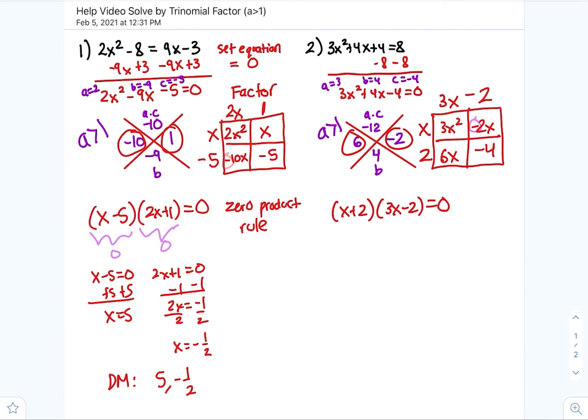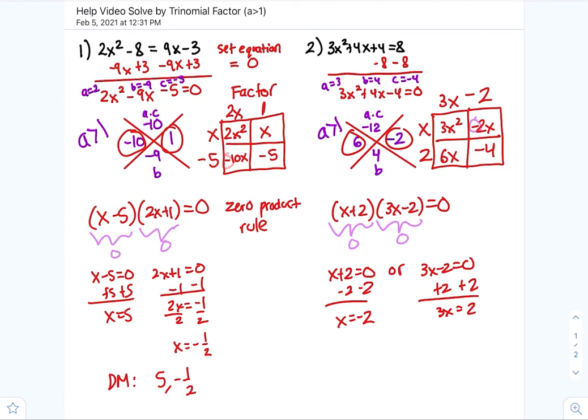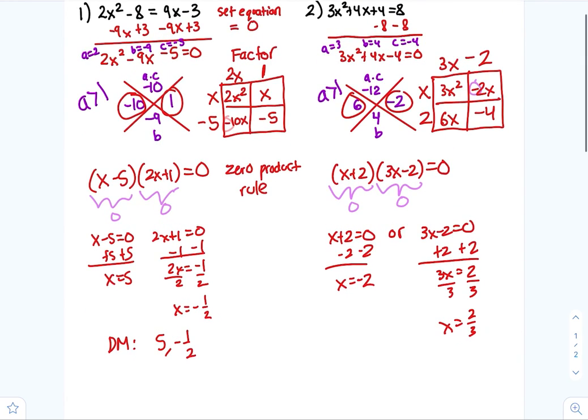Zero product rule. Both of these factors are going to equal 0. So x plus 2 is equal to 0, or 3x minus 2 is equal to 0. Solve for x. x equals negative 2. Here, add 2 to both sides, divide both sides by 3. x is equal to 2/3. So on Delta Math, your answer will be negative 2 and 2/3.